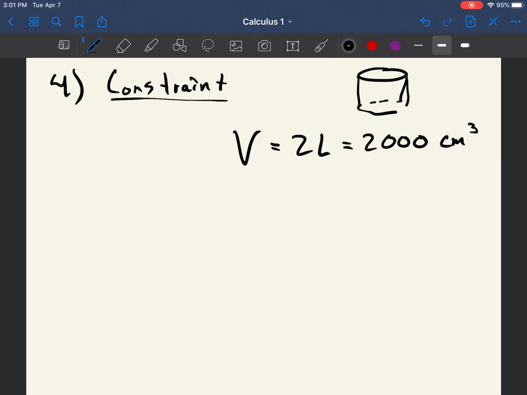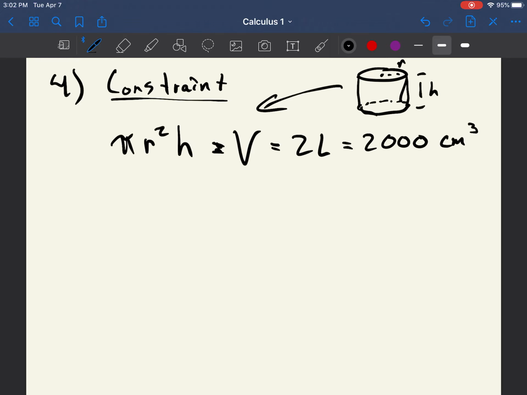A cylinder, okay, so that's as close to a cylinder as it's going to get. So if we had a cylinder like this, and it had some radius r and some height h, its volume would be given by pi r squared h.